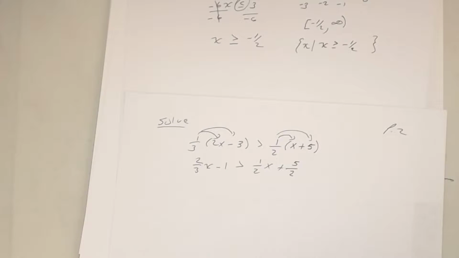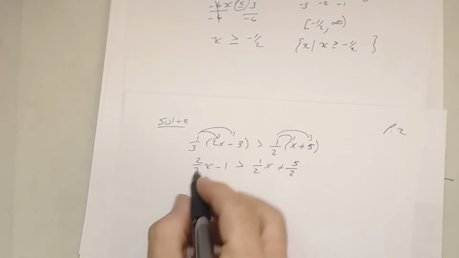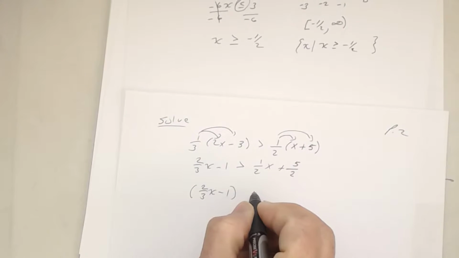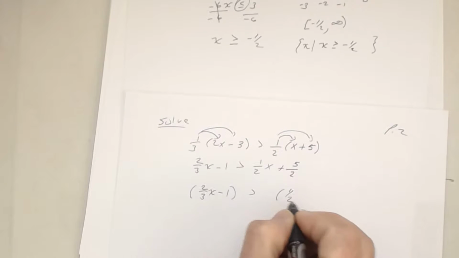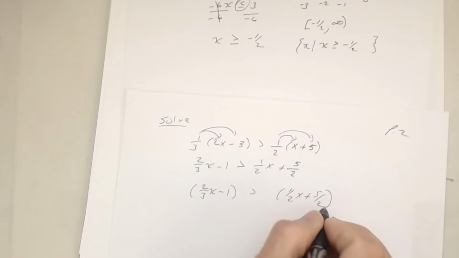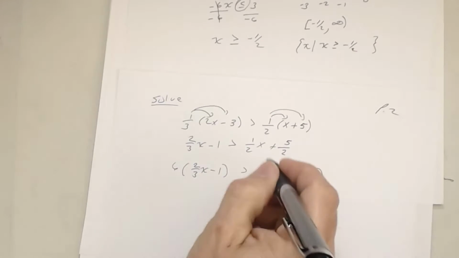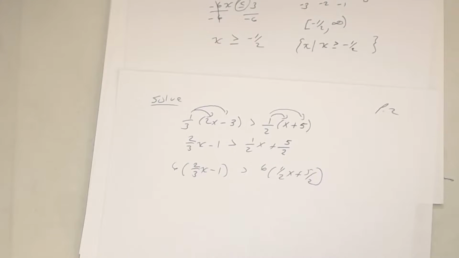Put them in parentheses. Good. Since I have more than one term on each side, put both sides in parentheses. So just like this. And then you're going to multiply by what? 6. So just like this. So that will be your next step. Now what's the next step after that?